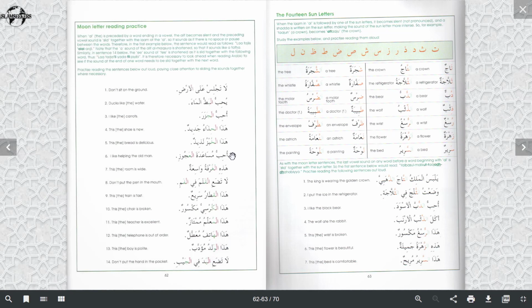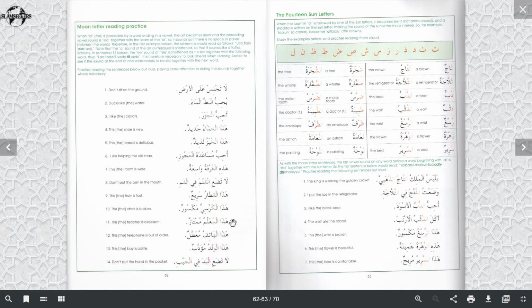Number 6. I like helping the old man. أحب مساعدة العجوز. Number 7. This room is wide. هذه الغرفة واسعة. Number 8. Don't put the pen in the mouth. لا تضع القلم في الفم. Number 9. This train is fast. هذا القطار سريع. Number 10. This chair is broken. هذا الكرسي مكسور.